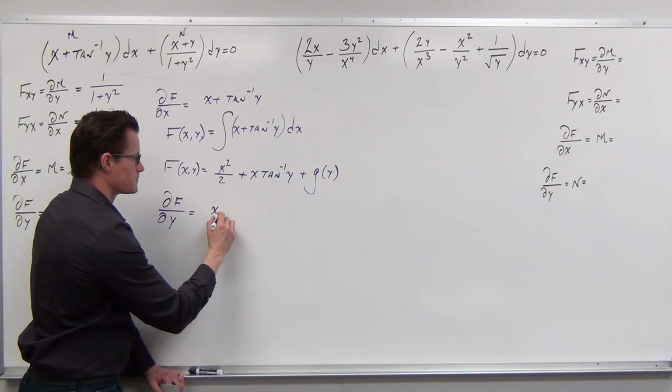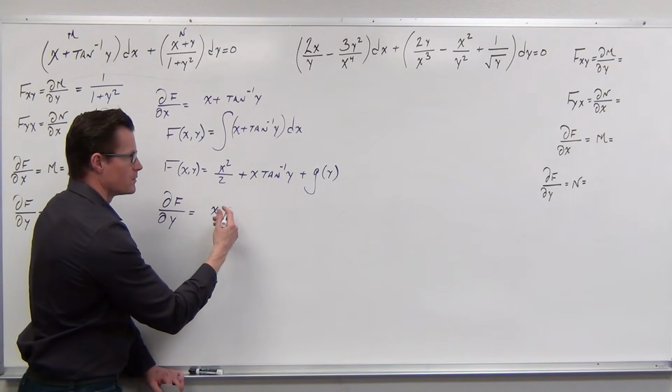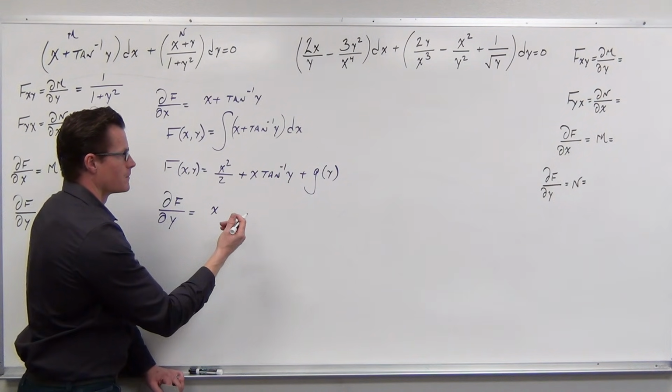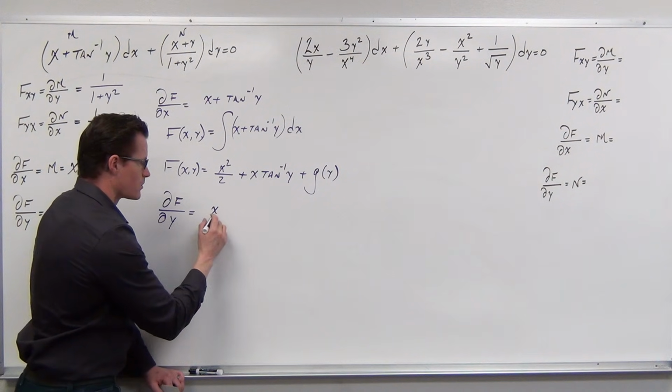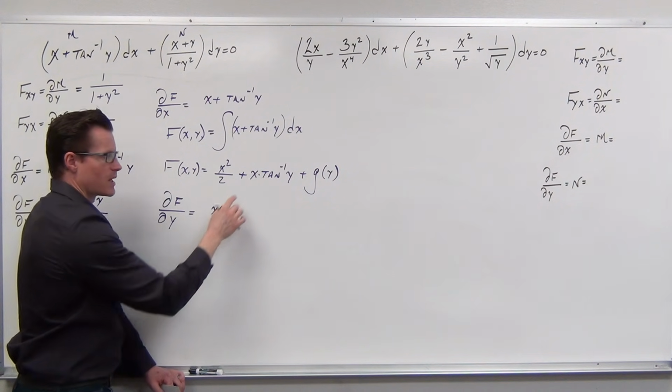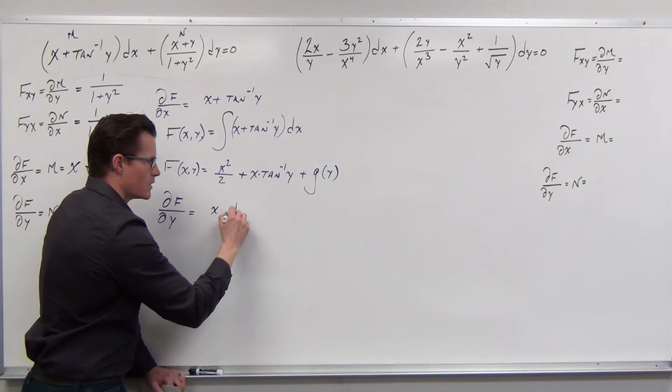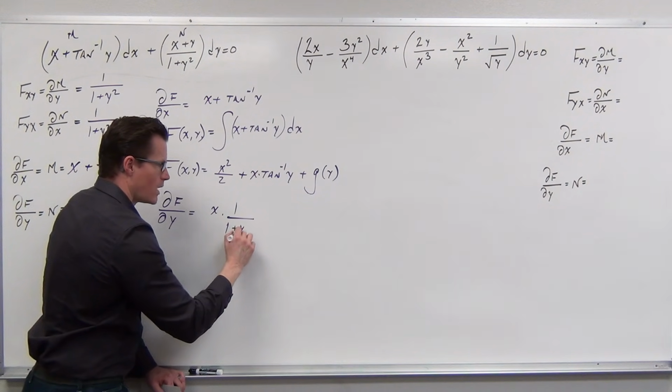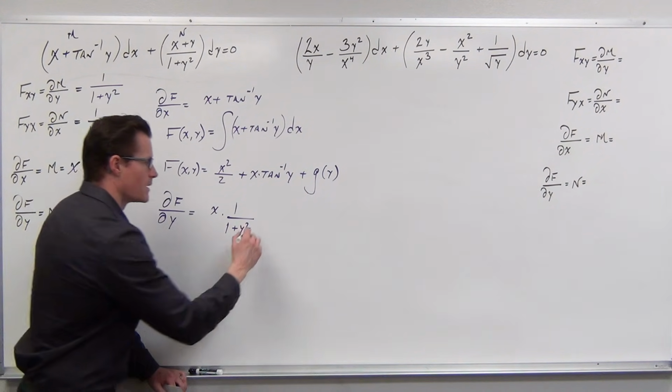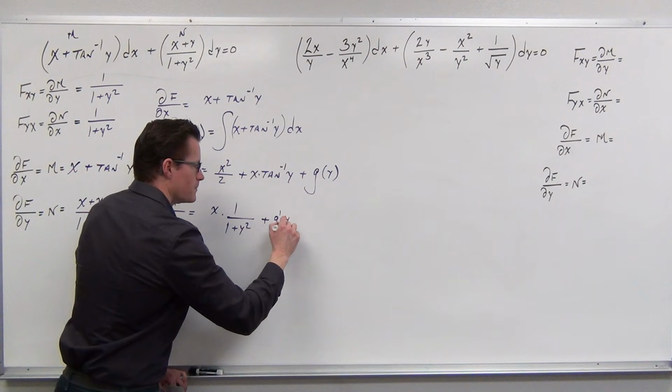If there are, then we take a partial derivative of f with respect to y. The derivative of x squared over 2 is 0, and this is just x times 1 over y squared plus 1. So this is a multiplication, where x would be held at a constant like 2. You would get 1 over 1 plus y squared, that's tan inverse y, plus g prime of y.